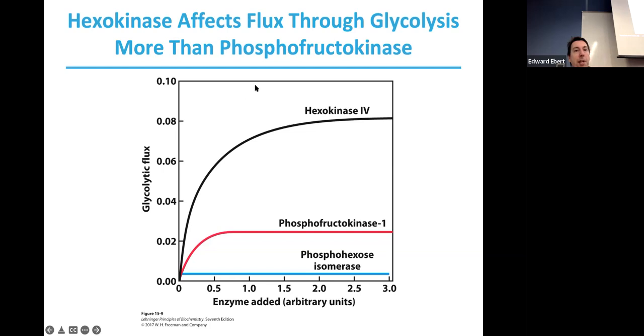So hexokinase, though, affects the flux through glycolysis a lot more than phosphofructokinase 1. And that's just because we're going to see a lot more charging of this, so we can shunt more of that glucose in there. PFK1 doesn't have as great a control over the flux within glycolysis. That's one thing I was looking at in the chart.